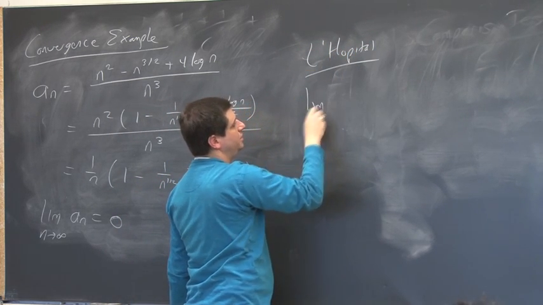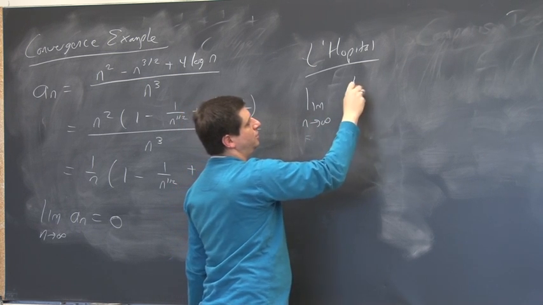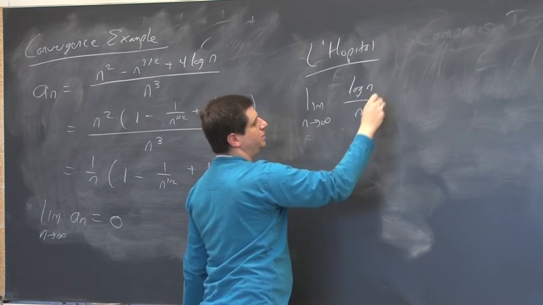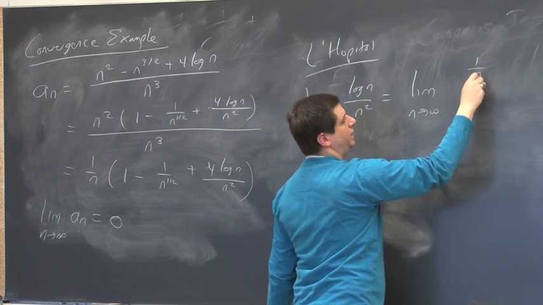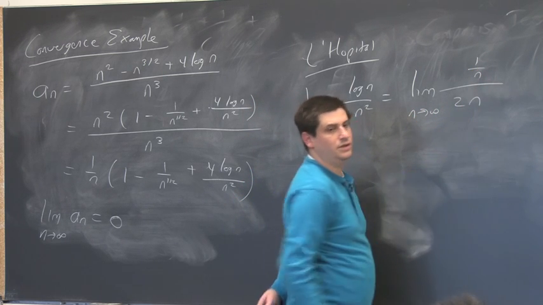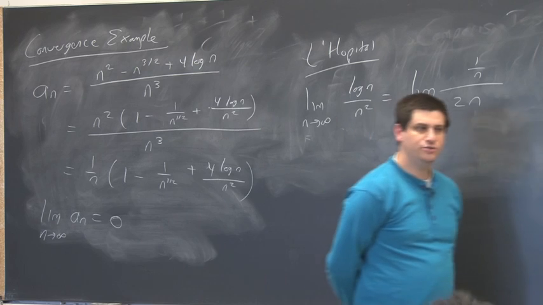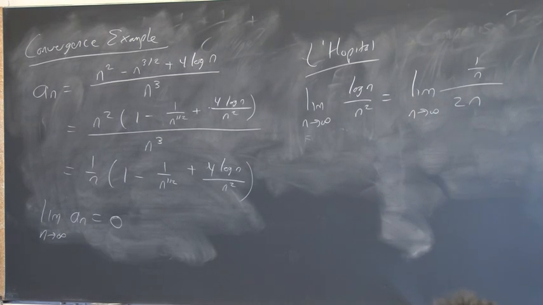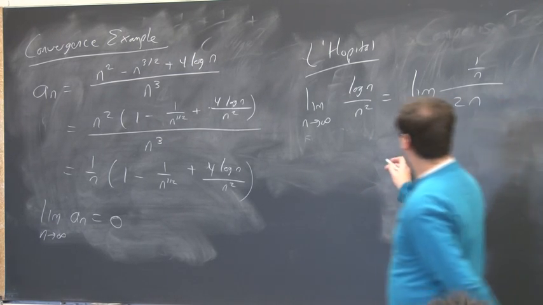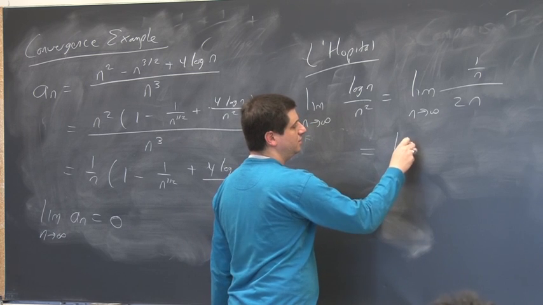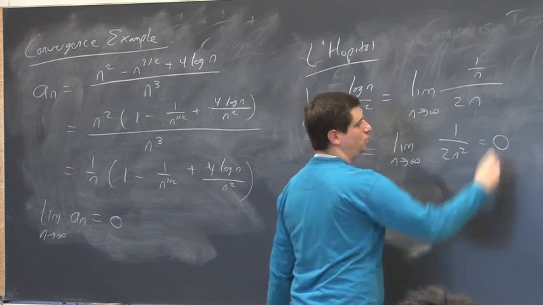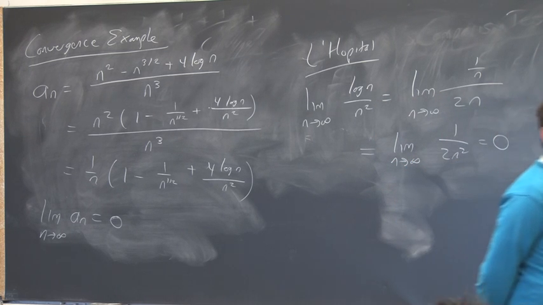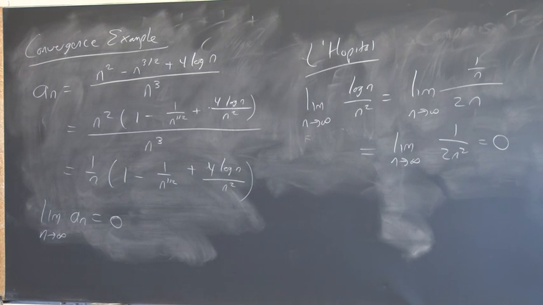So the limit as n goes to infinity of the log of n over n squared is the limit as n goes to infinity of 1 over n divided by 2n. And the reason is we can use L'Hopital's rule whenever we have infinity over infinity or 0 over 0. And this is just going to be the same as the limit as n goes to infinity of 1 over 2n squared, which is just 0. Okay, so this is one way to show that the terms a_n tend to 0.